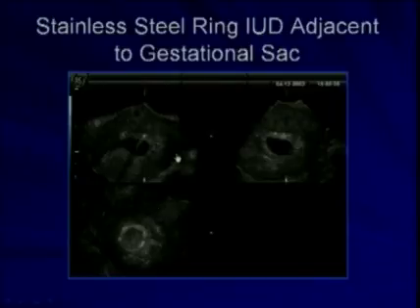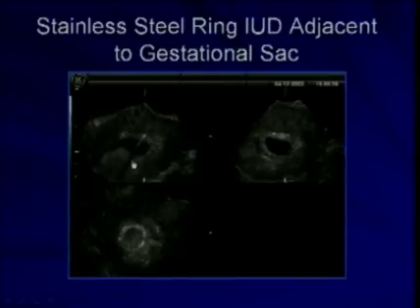In this case, a pregnancy occurred, and we see that the IUD here, represented by these two echo densities, is adjacent to the gestational sac. Note the ring down artifact that traverses the gestational sac from the metallic ring.